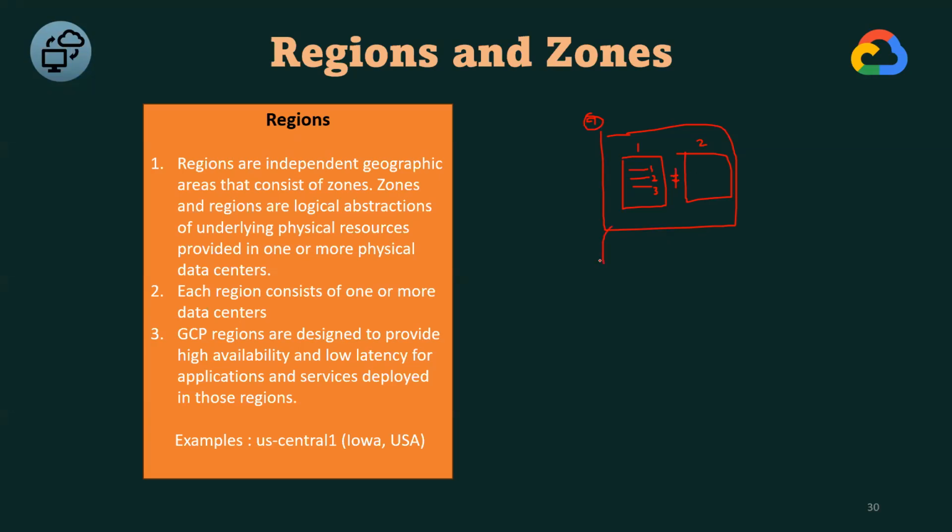Think that this is your Mumbai. Mumbai is one of the regions. In Mumbai, you have Mumbai 1A and 1B. Here you have a virtual machine, here you have a disk. But it is not sure that it will have the same disk and the same virtual machines here. Here you may have some other networking components or other things. So this logical abstraction of physical and virtual resources is done with the help of regions and zones only.